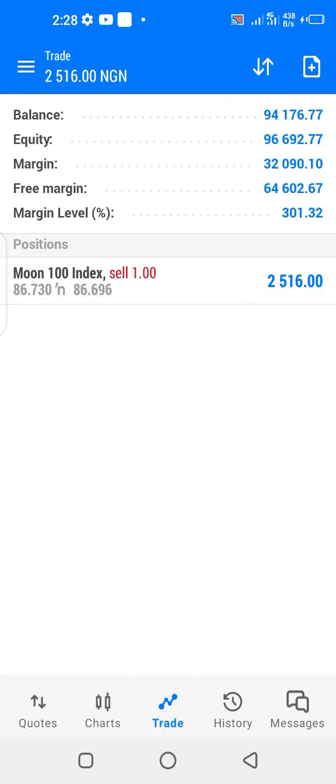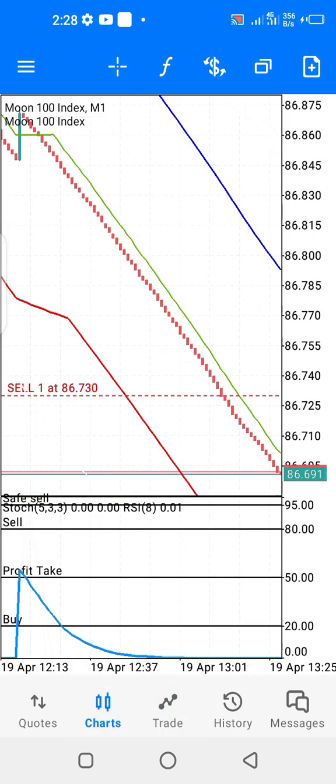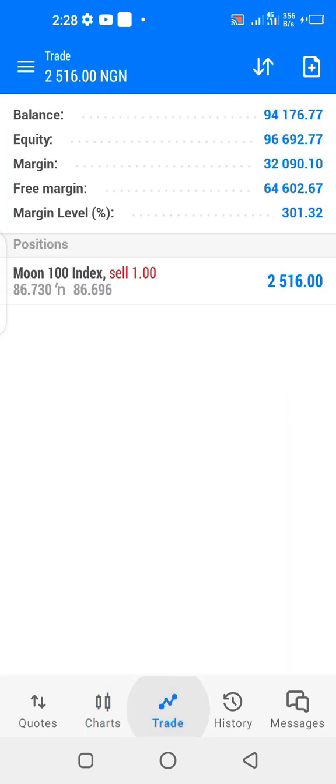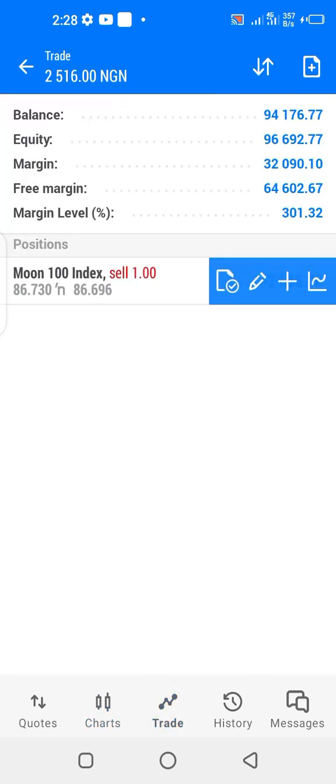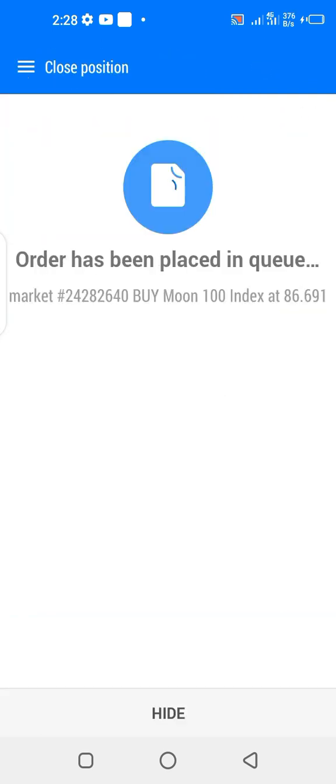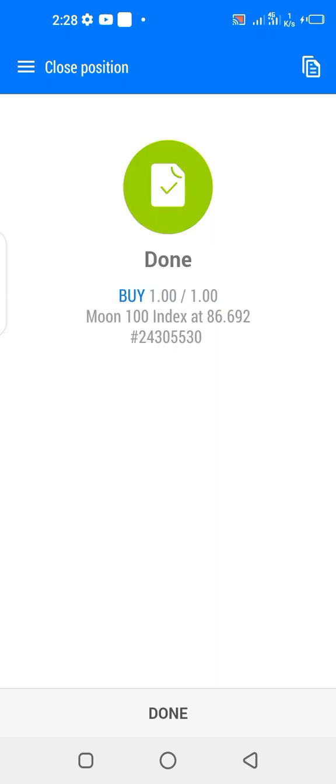For those of you who will be trading and be getting 3,000 naira per day, you might as well just close this trade and then take in your 2,500 naira and go home. And boom, 2,000 naira is in your account.